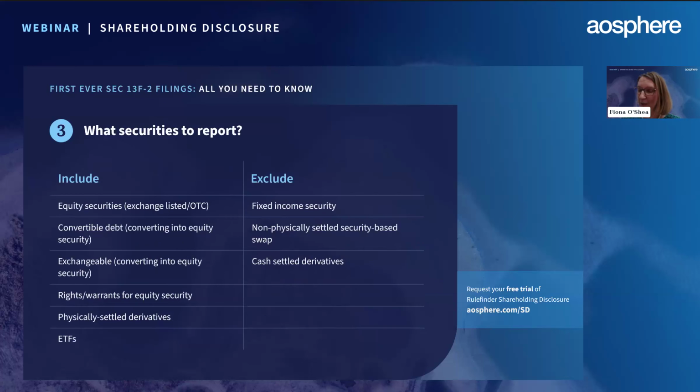What securities need to be reported? Well, 13F-2 is very focused just on equity securities. However, life's never easy in these types of regulation. So it is wide. It's not just straightforward shares, but various types of security instruments that give you the right to physically acquire those equity shares. Some of the types of instruments in scope are listed on the slide. One to remember is that pure debt instruments or cash-settled securities are outside of scope.